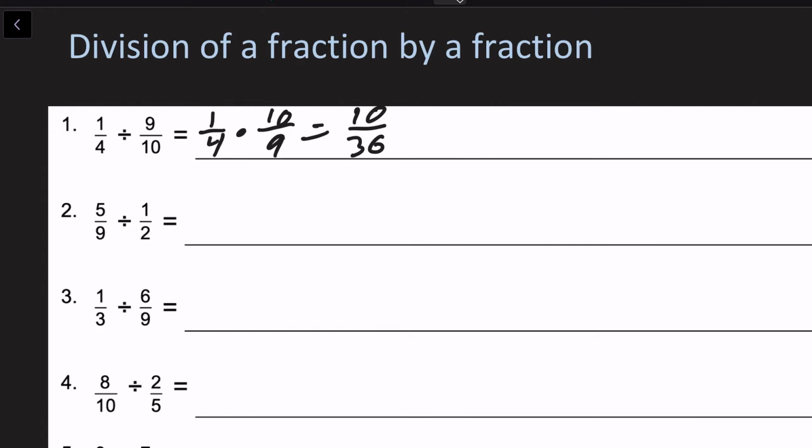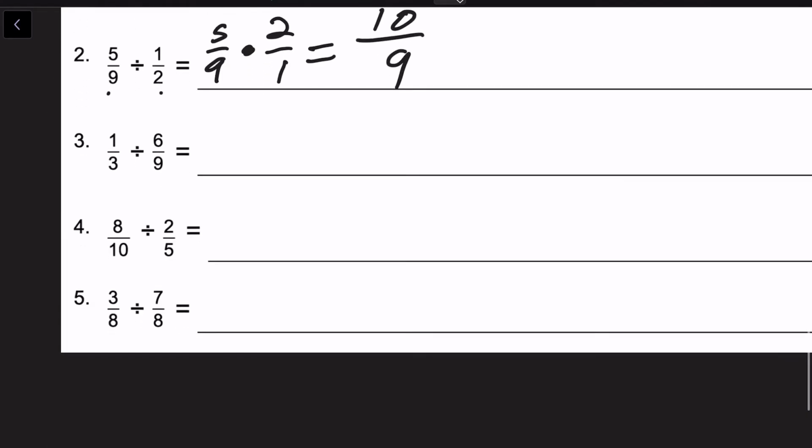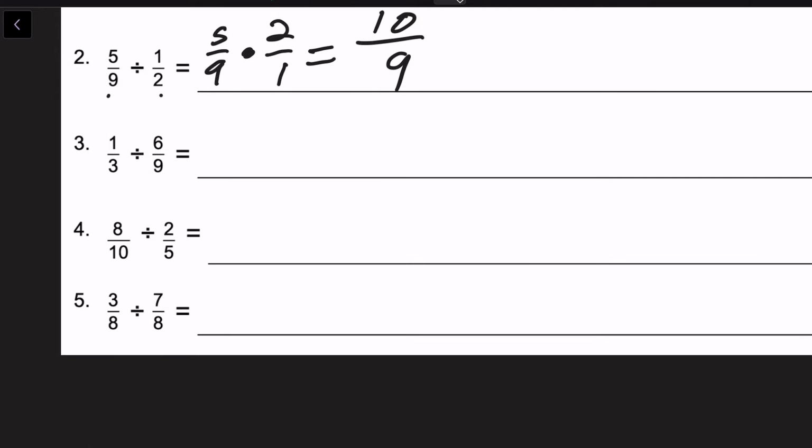So again here, 5 over 9, that's our first fraction, multiplied by the reciprocal of the second one, 2 over 1. And it's going to give us 10 over 9, because 5 times 2 is 10, and 9 times 1 is 9. Take our first fraction, 1/3, multiply it by the reciprocal of the second fraction, 9 over 6. So that's going to give us 1 times 9 is 9, and 3 times 6 is 18.